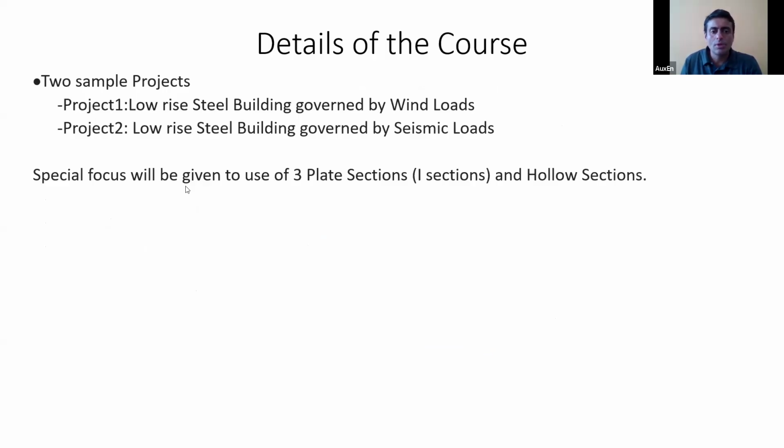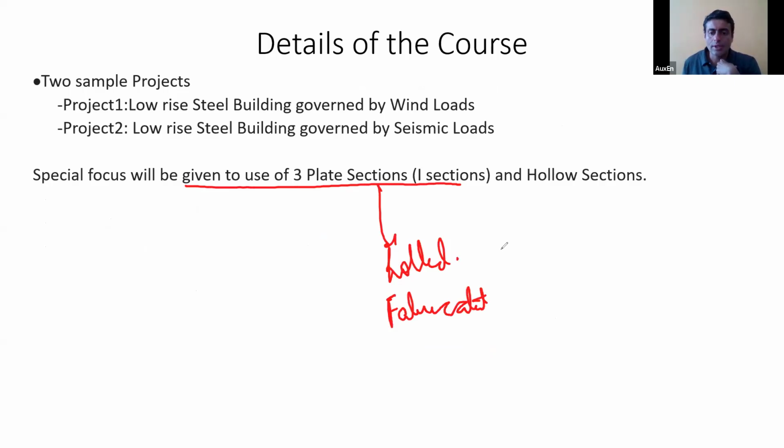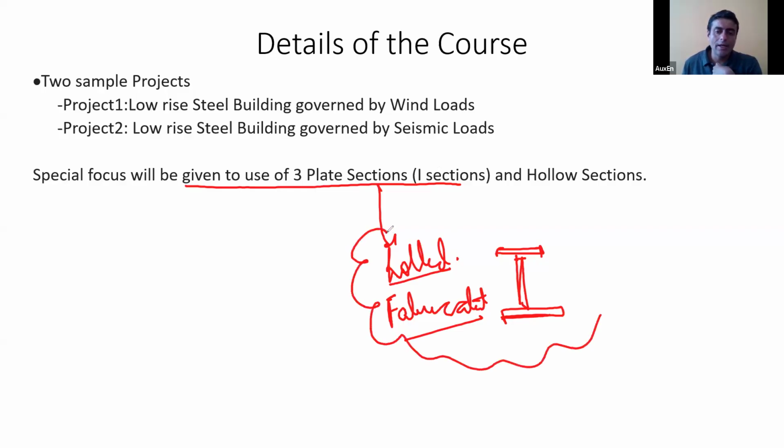And as I told you before also, we will focus more on these two types of sections, which are the three plate sections. These can be rolled, hot rolled, or fabricated. That means made out of three plates by joining three plates together, three distinct plates welded together. We will call them fabricated I sections or three plate I sections or your rolled I sections. Now, why are they used more? Can anyone tell me? Why is the use of I sections more prevalent?